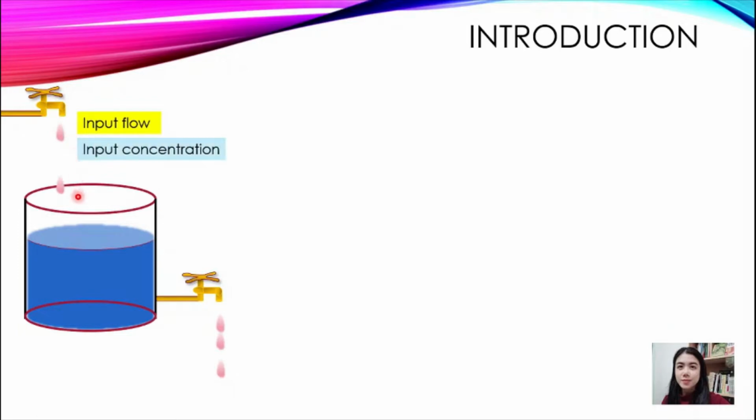Then the solution that is entering the tank will mix with the solution in the tank. Then the liquid will leave the tank at some rate, and let's call the rate of leaving the output flow. And the concentration of this liquid, we will call the output concentration.